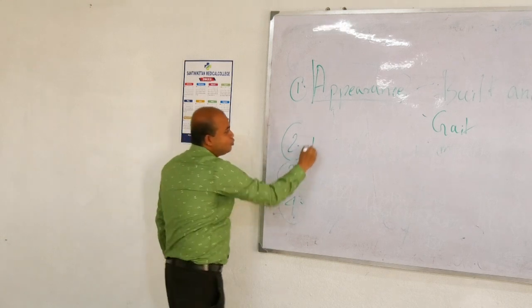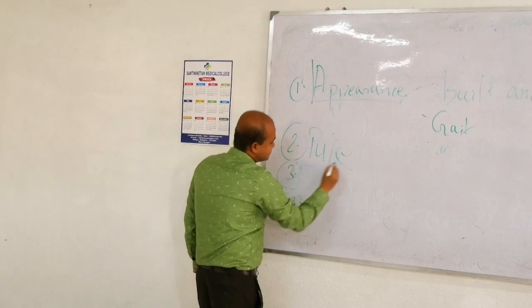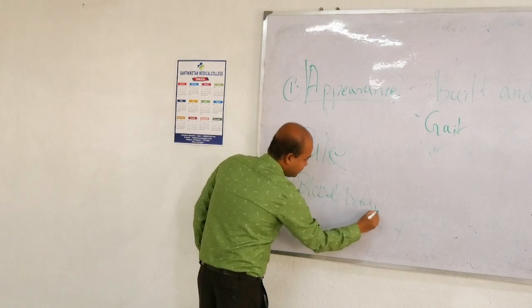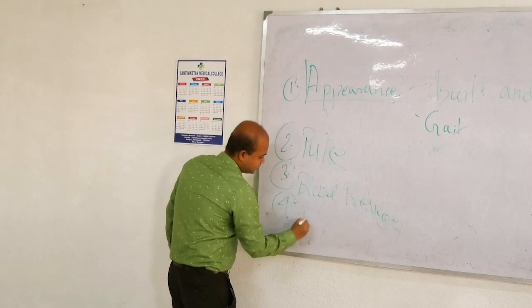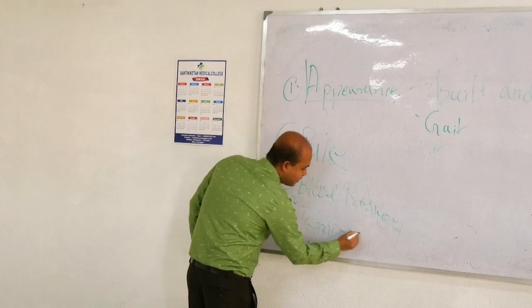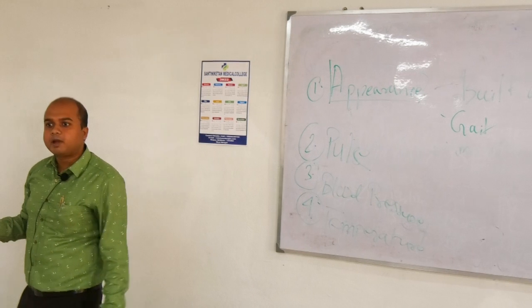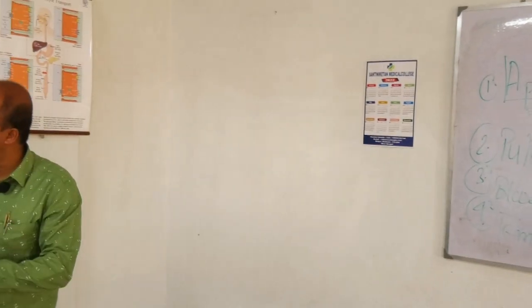Now we divide it into the next 3 points: pulse, blood pressure and temperature. Okay, pulse and blood pressure we have learned, recording of arterial pulse and recording of blood pressure. This comes within the purview of general survey.